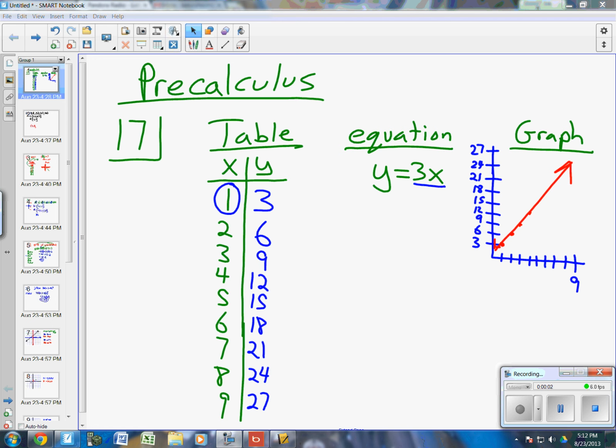Hello, pre-calculus classes. I have prepared some problems, and we're going to go over the assignment that I gave you last time. So everybody get out your assignment on 1-1, and I am going to help you out with some of the problems.